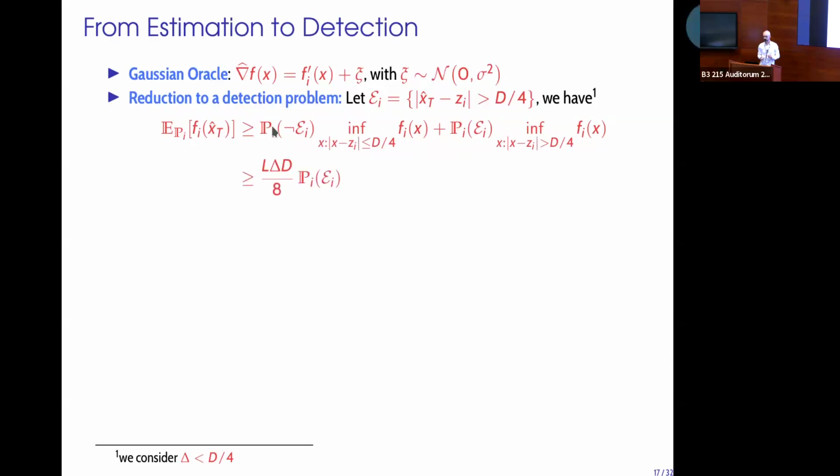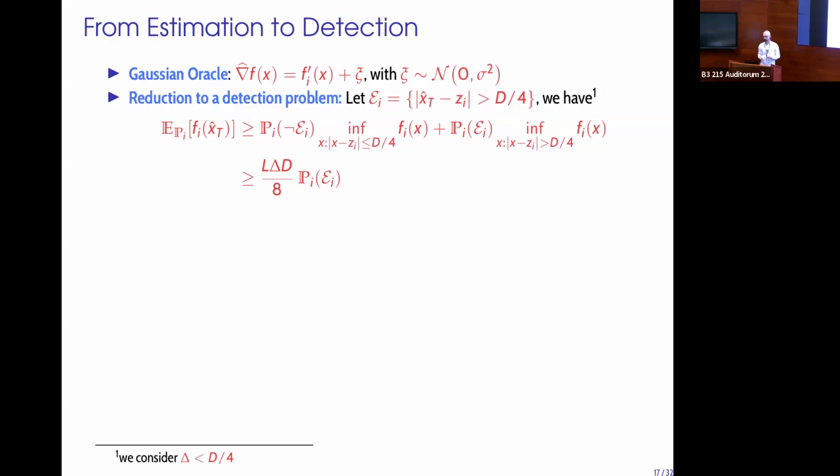Next, you say this is positive, and let me just keep these two terms, this probability and this other term. This other term can be calculated exactly. I can calculate exactly what this infimum is, and it turns out to be this value, L delta D divided by 8. Delta was basically the moment in which the function goes from quadratic to linear, so it was a parameter of the function.